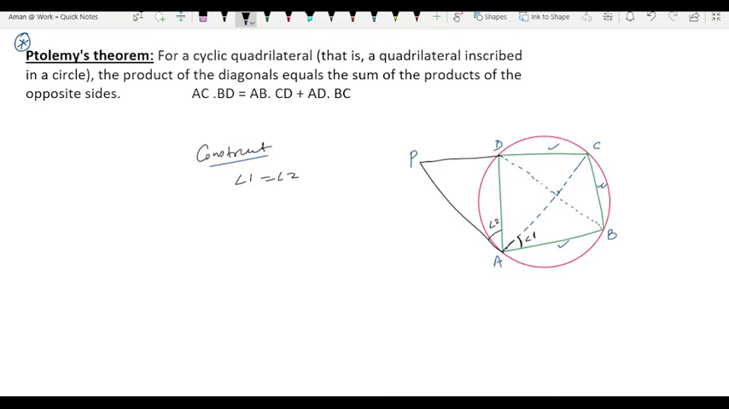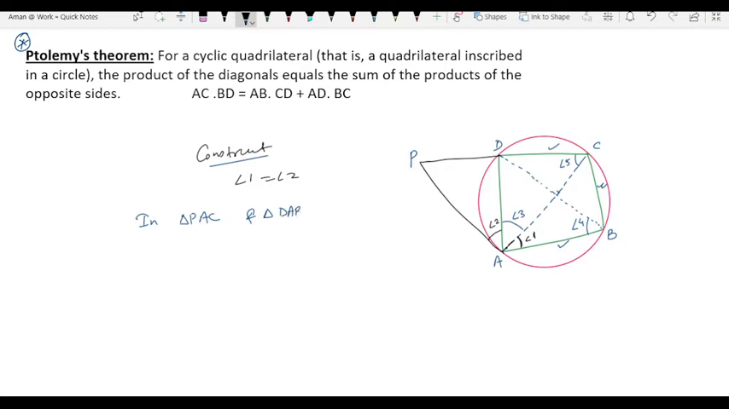Alright, so now we can take another angle. Let's suppose this one is angle 3 and this one is angle 4, and this one is angle 5. Now we are going to take pairs of triangles and show that they are similar. So which triangle do we take? First of all, we take triangle PAC, and we take triangle DAB.